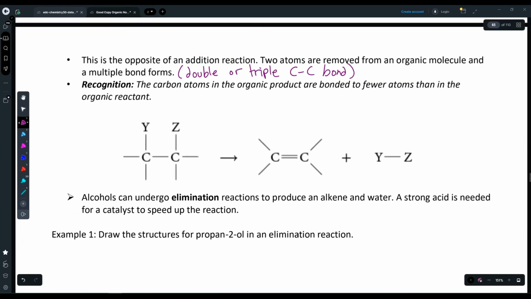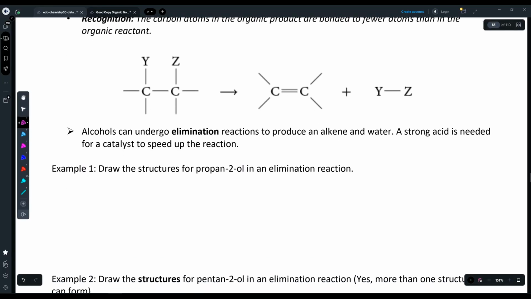For Chem 30, you don't have to get into the mechanics of exactly how that happens. You just have to be able to predict what your products are going to be. The mechanics of how this happens is something that will be covered in university.